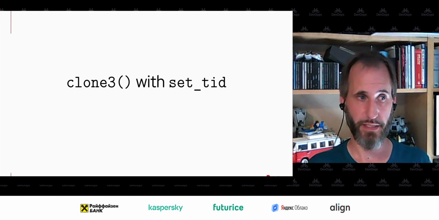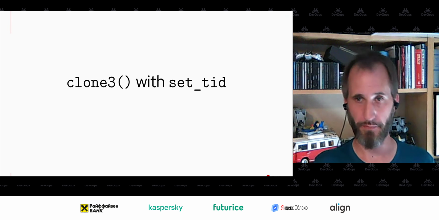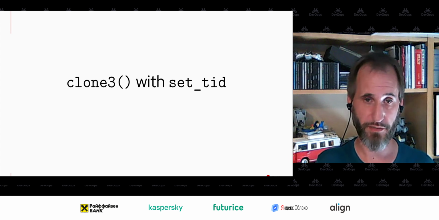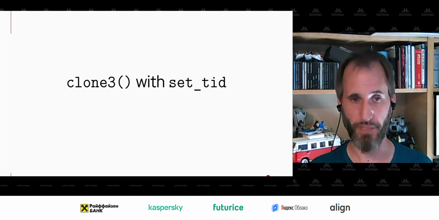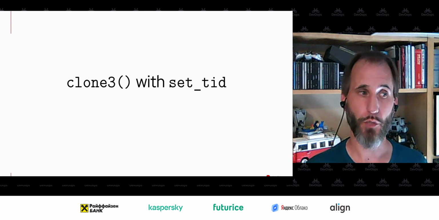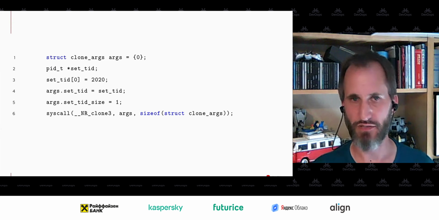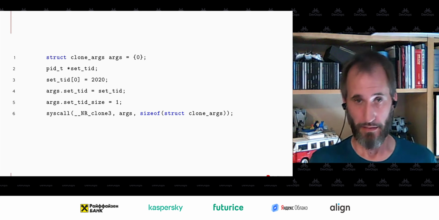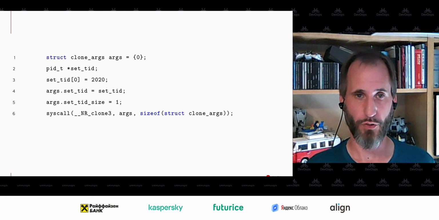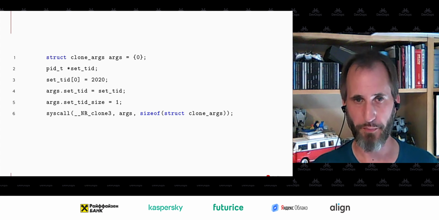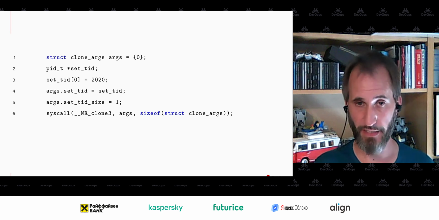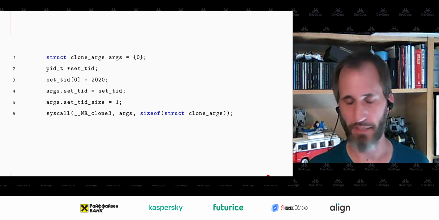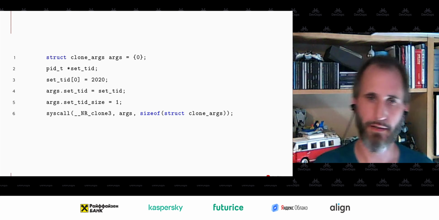So what we did is we extended clone3 to support the set_tid parameter. So we can now use clone3, one single system call, to create a new process and tell the kernel which PID we want. It basically looks something like this. You just tell the kernel we want to create a process with PID 2020, and then we do the syscall. If it worked, we get a process with that PID, and if it didn't work, we get some kind of error back.